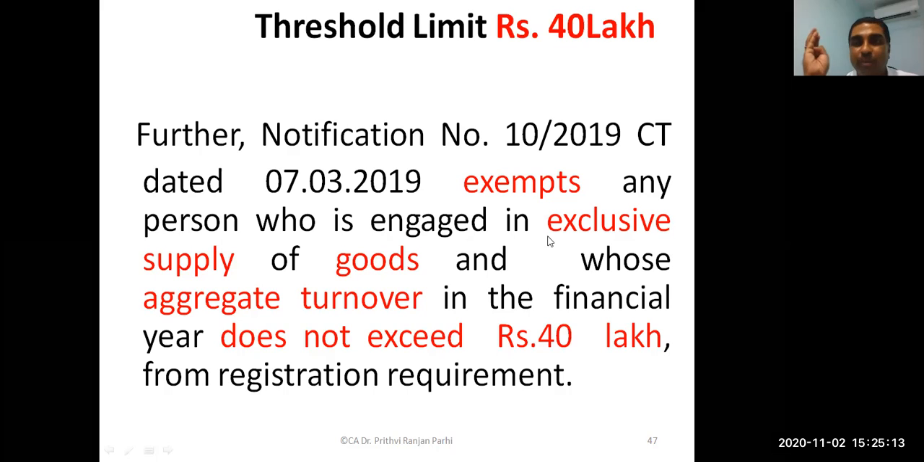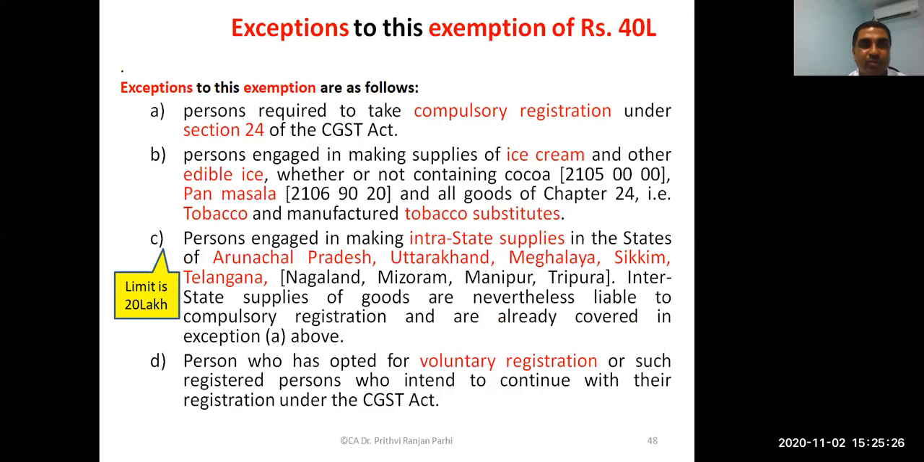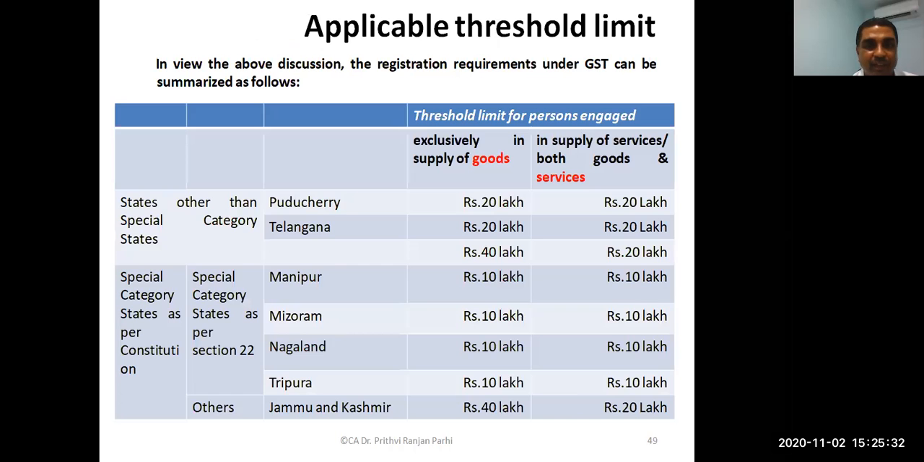That is why in some places the threshold limit is 10 lakh, in some situations it is 20 lakh, and in some situations it is 40 lakh. There are three kinds of limits. And there are certain exceptions to these limits also. We'll be discussing them shortly. Look at this chart. Things will be more clear to you. I'll explain once again.